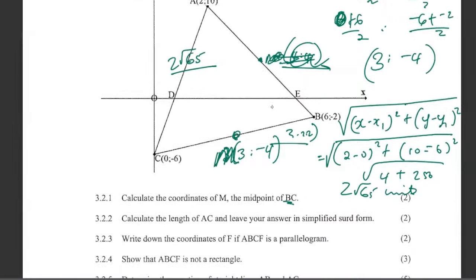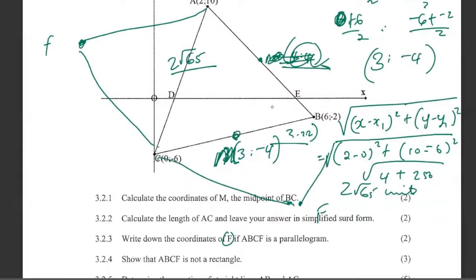Then 3.3, write down the coordinates of F if ABCF is a parallelogram. So if let's say I have this point F somewhere there. I'm not saying it's supposed to be there, but let's say it's somewhere there. Did they tell us the position of F? No. It could be ABCF, because they said A, B, C, F. It could have been A, B, F, C. So that this also makes much more sense.